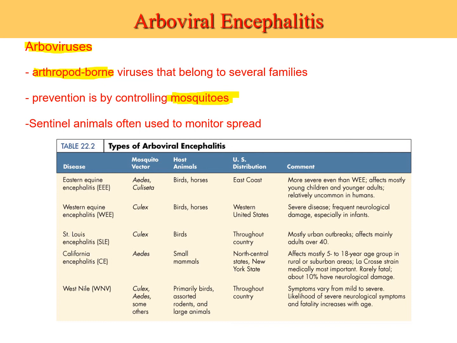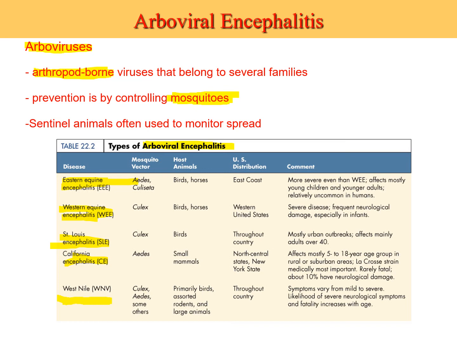The kind of viruses that cause arboviral encephalitis include Eastern equine encephalitis, Western equine encephalitis, St. Louis encephalitis, California, and West Nile virus, which we've described before. It's a viral disease carried in birds and transmitted by mosquitoes between birds, but if an infected mosquito bites a human, it can be transmitted to a human.